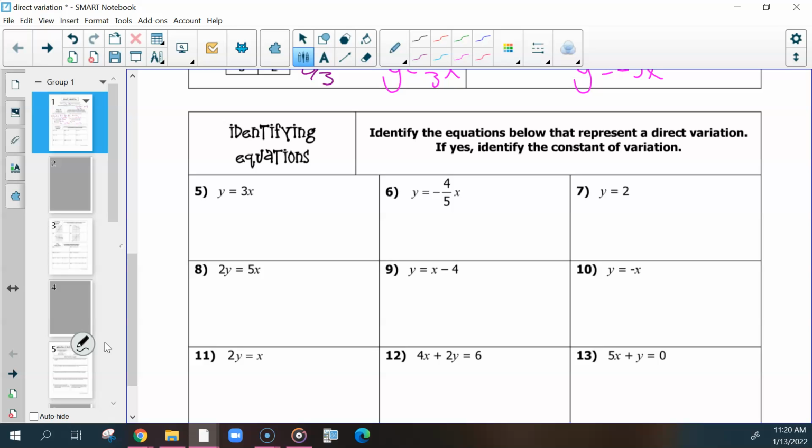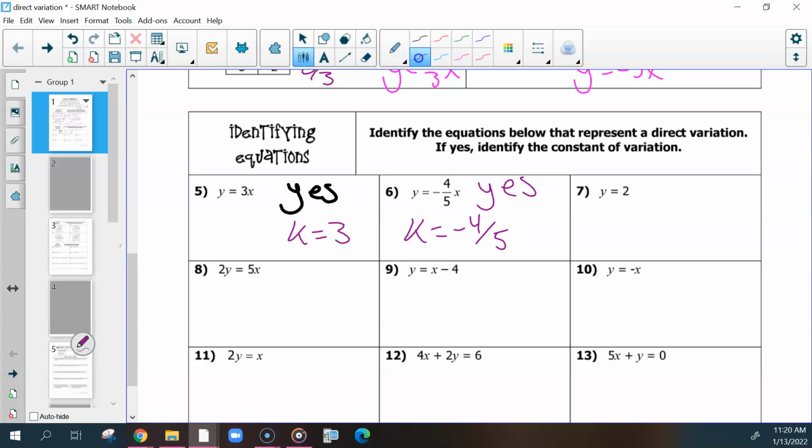So for number 1, is this a direct variation? Yes. So since it is, what is our value of k? 3. Is number 6 a direct variation? Yes. And our value of k? Negative 4.